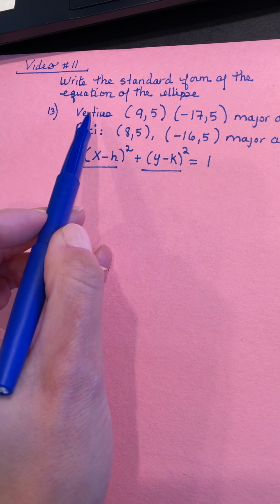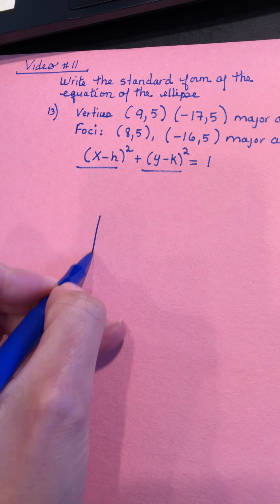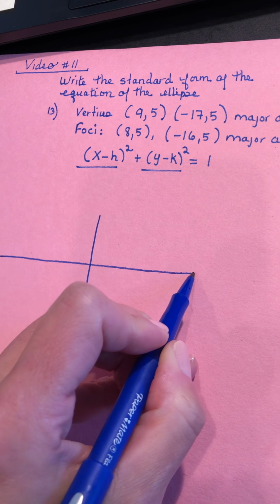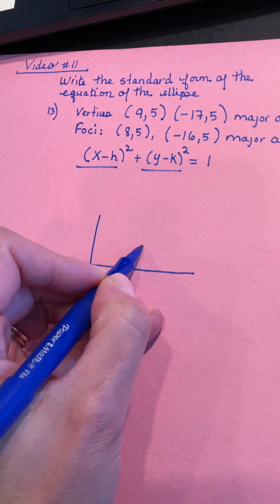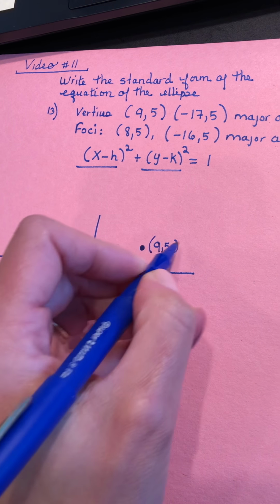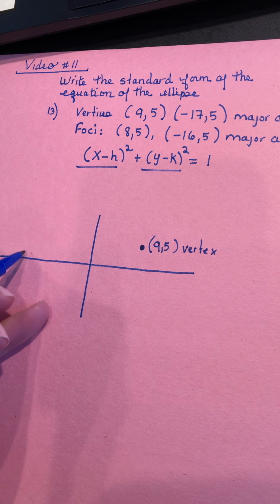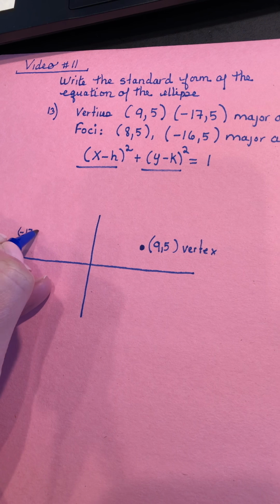Okay, so the first thing I would do is I would actually physically draw the vertices. Let's actually do just a quick graph. It doesn't have to look pretty, it just has to be roughly correct. All right, the first point is over 9, up 5. Again, this is not drawn to scale whatsoever, just giving you a rough idea of where that is. That's one of the vertices. And the other one is at negative 17, that's over here, (-17, 5). Okay. So again, not drawn to scale, but you get the idea.